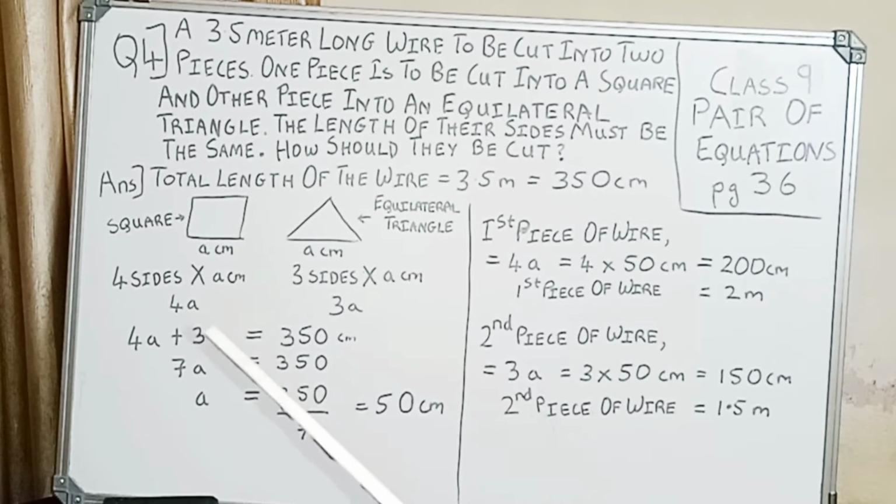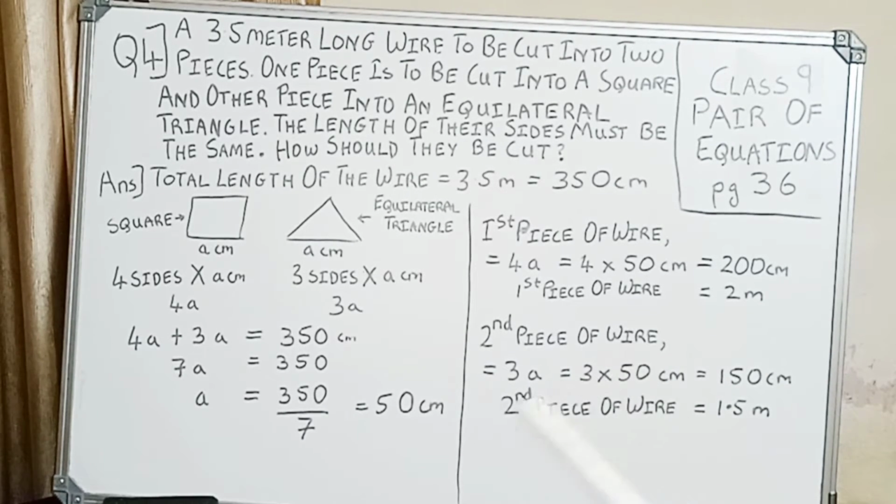Now you have to substitute in this. The first piece of the wire, you are already aware, is 4a. So what is a? 4 into 50 centimeter. This 50 centimeter you have got from here. You will get the answer as 200 centimeter. You have to convert this into meter. So if you divide 200 by 100, you will get 2 meter. So the first piece has to be divided in 2 meter length.